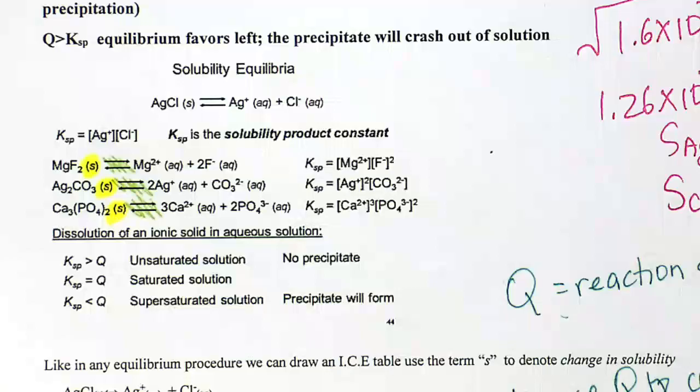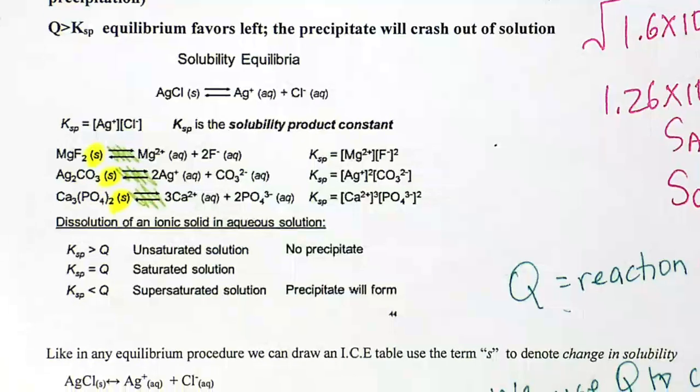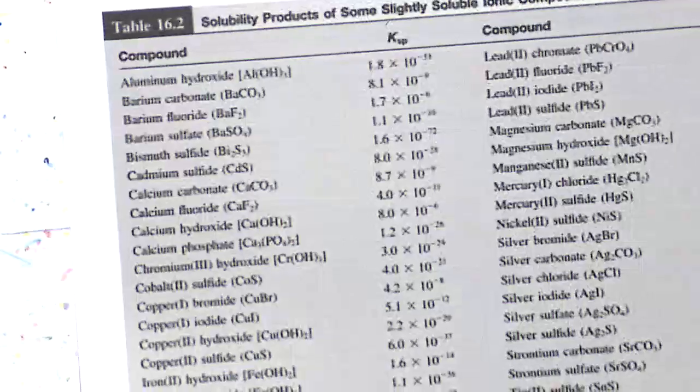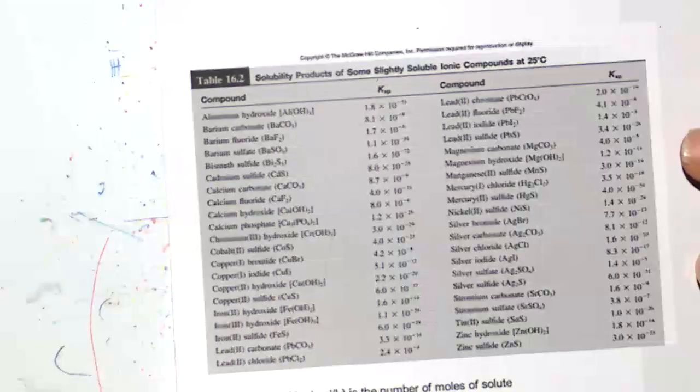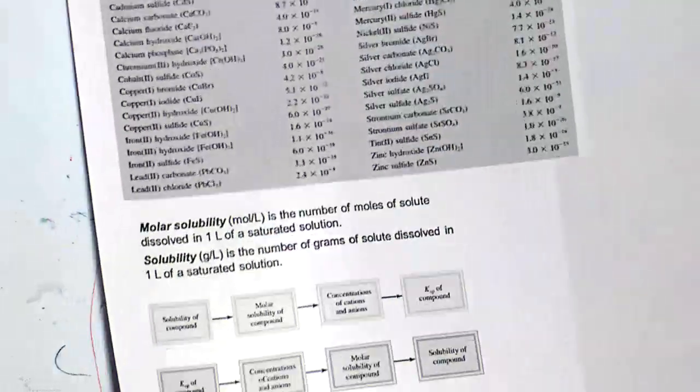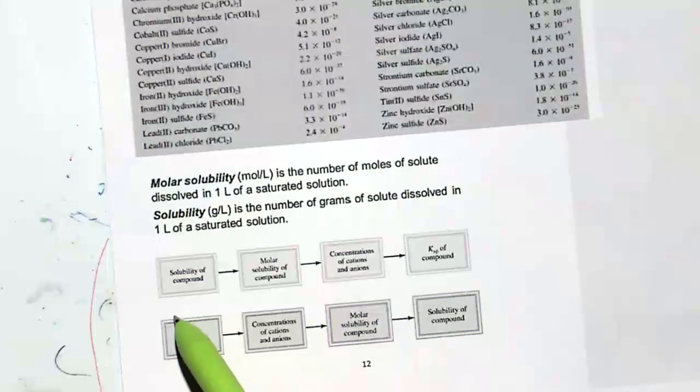Now let's do a problem. I think you'll definitely see a type of problem on the exam. So this is a good practice problem for the test. Before we do that, here's a list of all the sparingly soluble solids. I'll give you the KSP, don't worry about it. And then here's a flow chart of how we solve some of these problems.